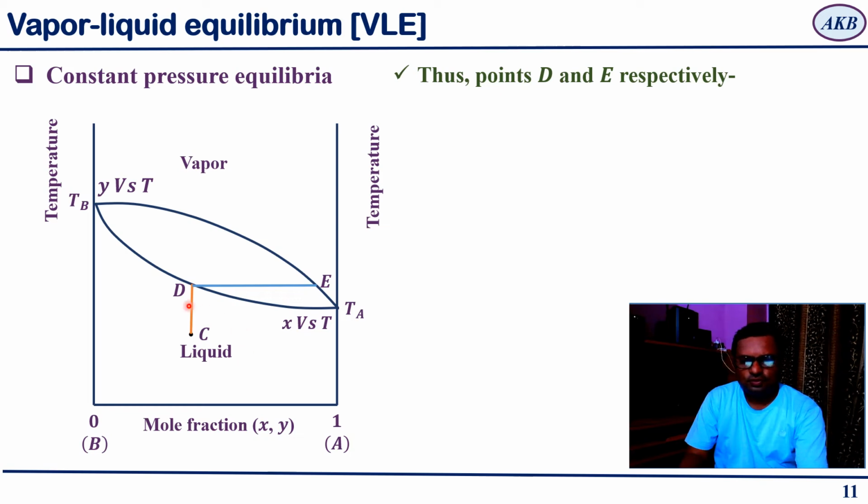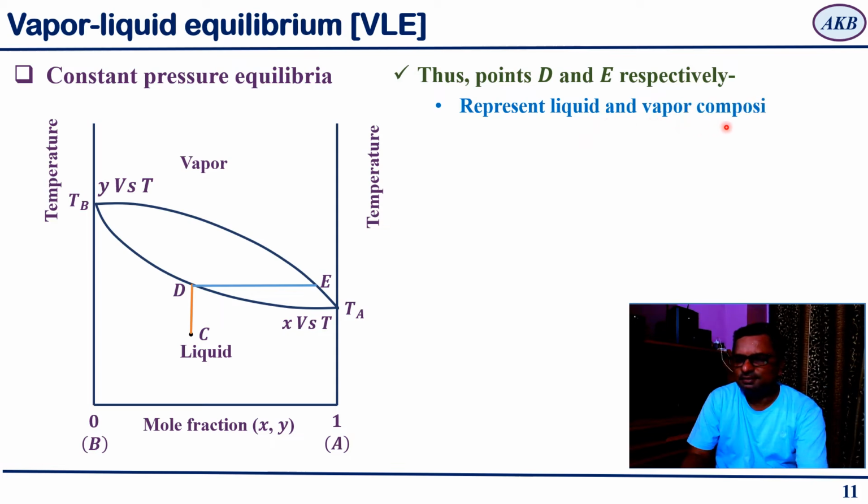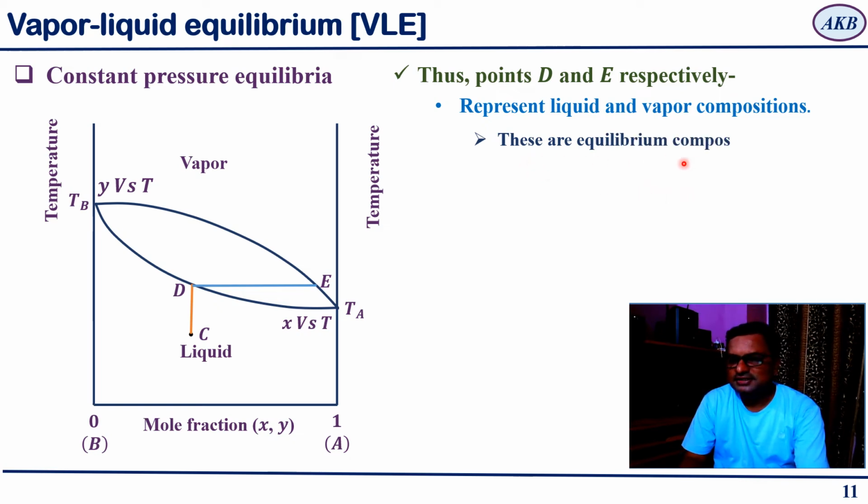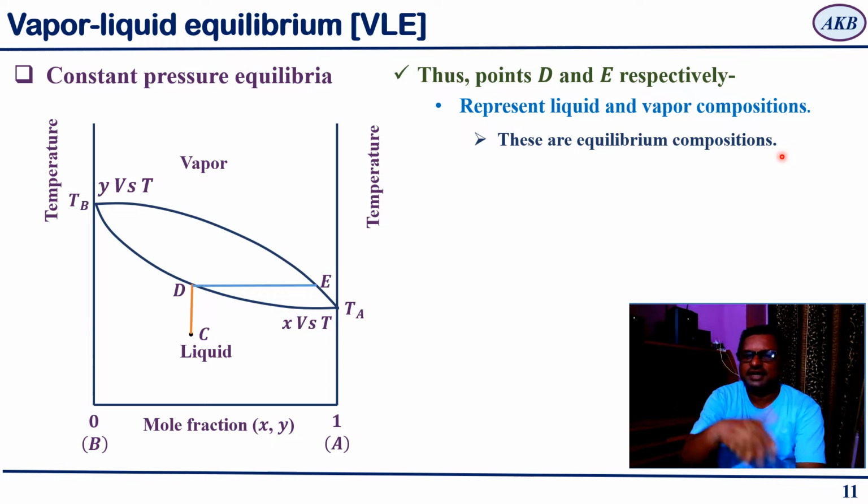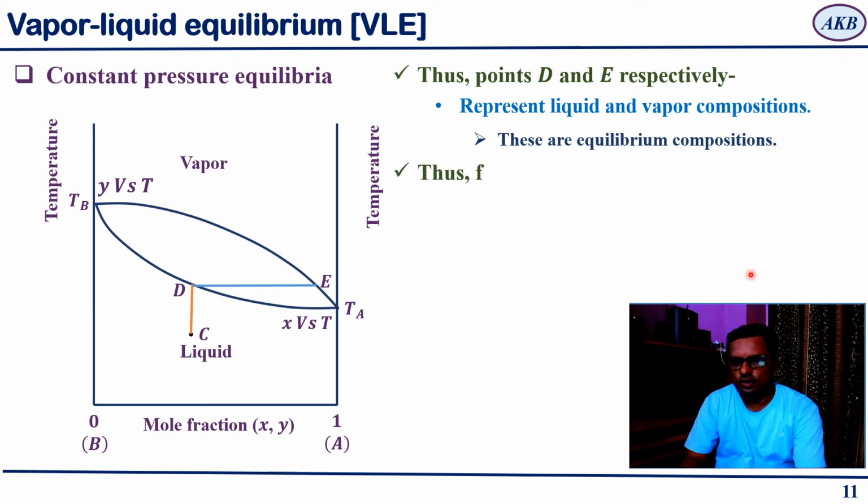Okay. So now once we have understood the significance of point D and point E, we can say point D and E respectively represent liquid and vapor compositions. Point D is representing liquid composition, whereas point E is representing the vapor composition present in the mixture. These are equilibrium compositions. Why? Because liquid and vapor phases are in equilibrium with each other, and their compositions will be equilibrium compositions.